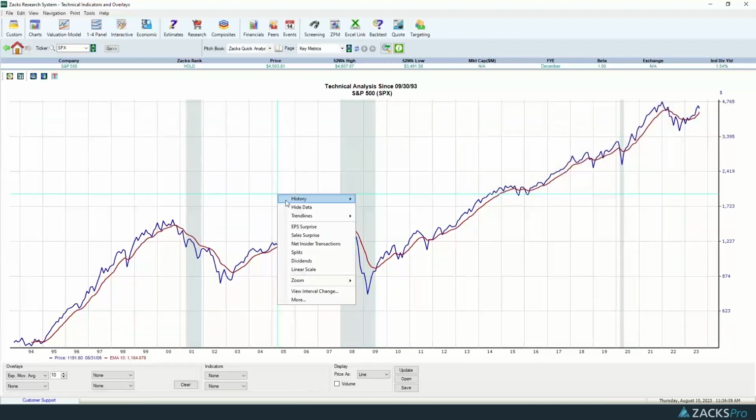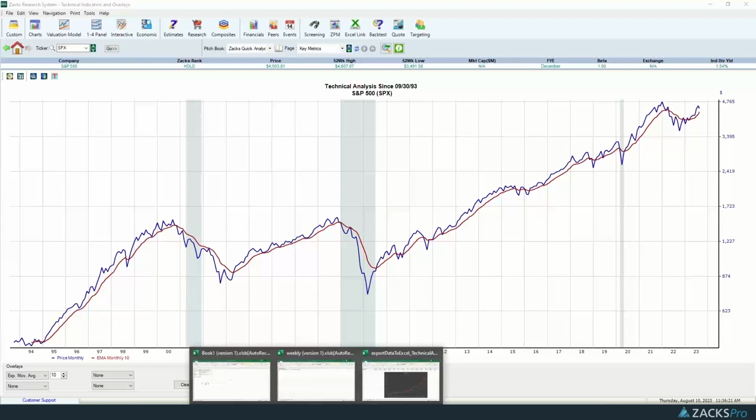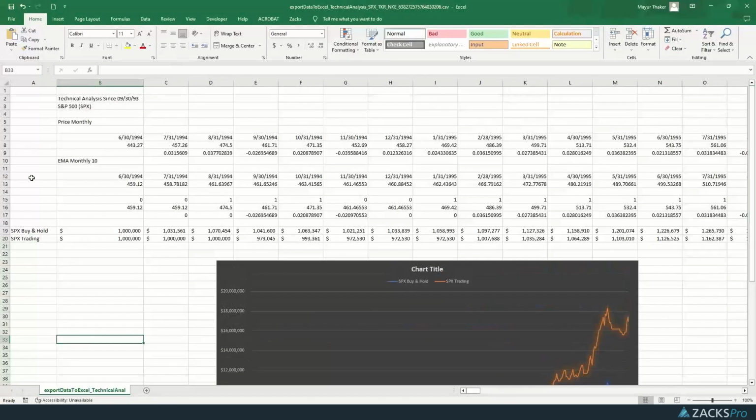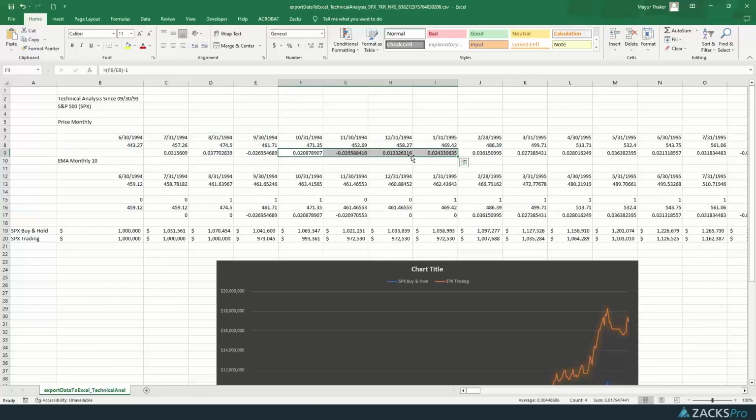So let's put this into numbers. I went back and crunched the numbers, right? And here is exactly what would have happened if you followed this strategy over this entire 30-year period. I have this in Excel, and if you'd like a copy of this Excel sheet, I'd be happy to send this to you. Here are all of my calculations. Here is the monthly S&P closing price, and you can see the monthly returns here. And then here is the 10-month moving average period.